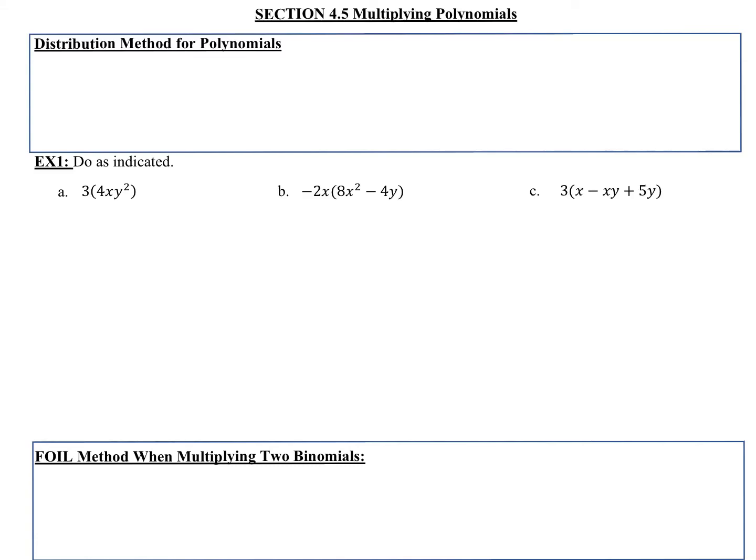Welcome to section 4.5, multiplying polynomials. So I'm going to give a basic definition for the distribution method for polynomials. If you remember, polynomials have terms, right? So terms are the things that are separated by plus or minus signs.